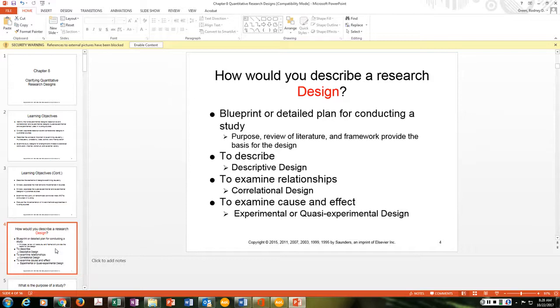So how would you describe a research design? This is a blueprint or a detailed plan for conducting a study. A particular design is used whether you want to describe what's going on in an event or a situation, that would be a descriptive design. If you are examining relationships among variables in a particular situation, that would be a correlational design. And if you are examining cause and effect, that would be either an experimental design or a quasi-experimental design.